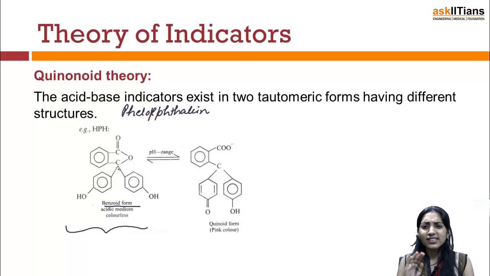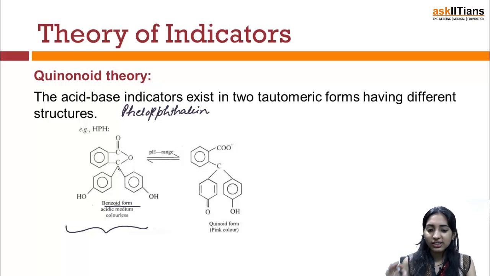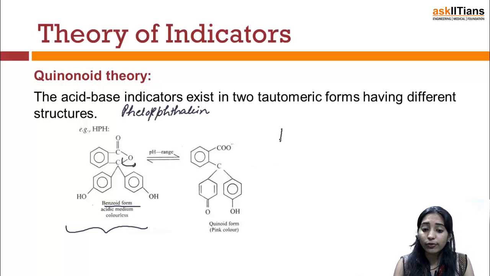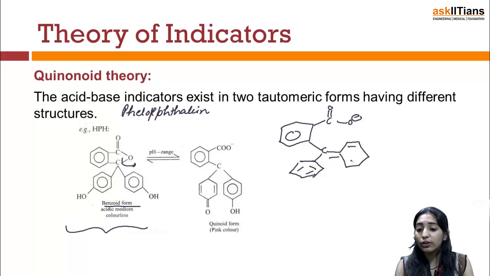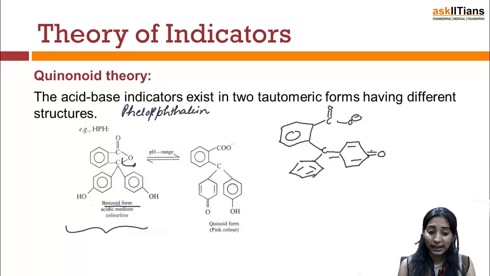And if there is a sudden or a very small change in the pH range, this can get hydrolyzed, and if it gets hydrolyzed, this ring opens up, and we can have the formation of a benzene to which there is COO minus attached. Now there was another carbon to which there is a benzene ring again attached, and there will be a quinonoid structure taking place here.